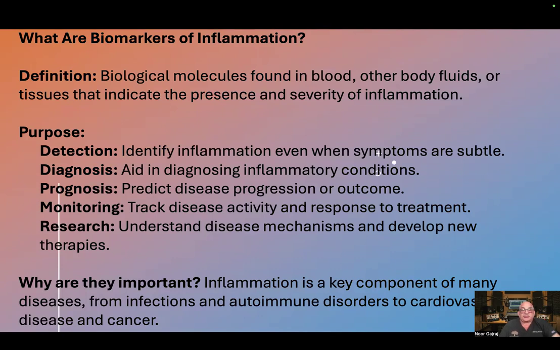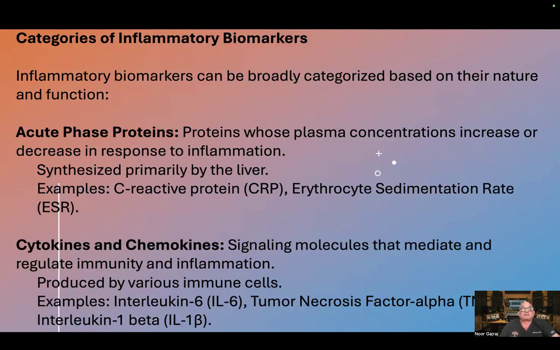Why are they important? Well, inflammation is a key component of many diseases, from infections and autoimmune disorders to cardiovascular disease and cancer. Categories of inflammatory biomarkers. Inflammatory biomarkers can be broadly categorized based on their nature and function. Number one, acute phase proteins. They are proteins whose plasma concentrations increase or decrease in response to inflammation. They are synthesized primarily by the liver.